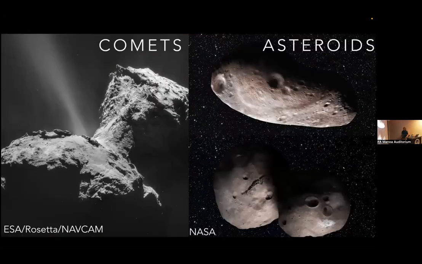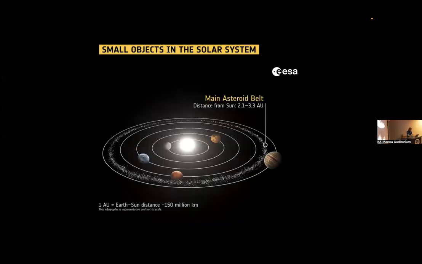Now, these are comets and these are asteroids. Asteroids are the stuff that's in between Mars and Jupiter for the most part. There's also some that are beyond Neptune in the Kuiper Belt. And comets are even further out and they're flung into the solar system. So let's go over where these things currently live.